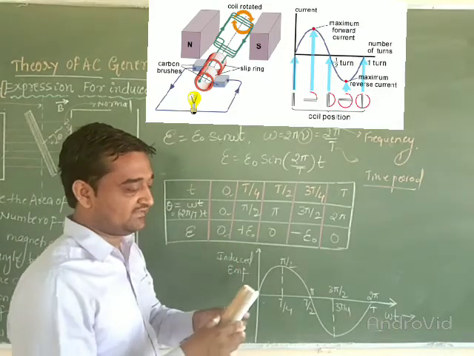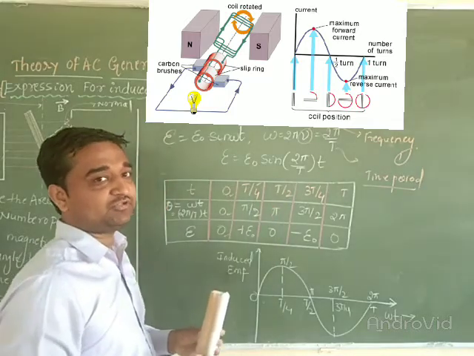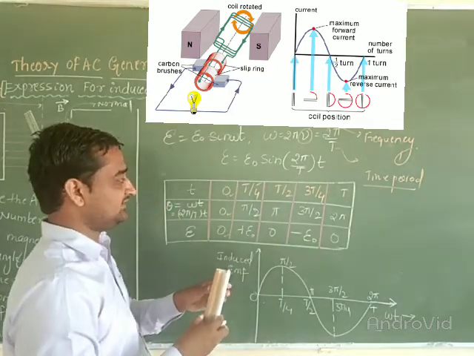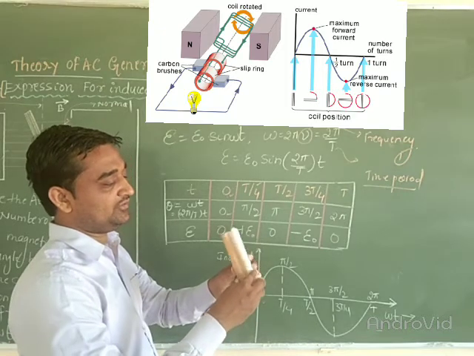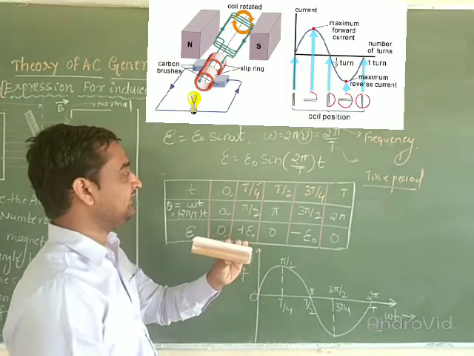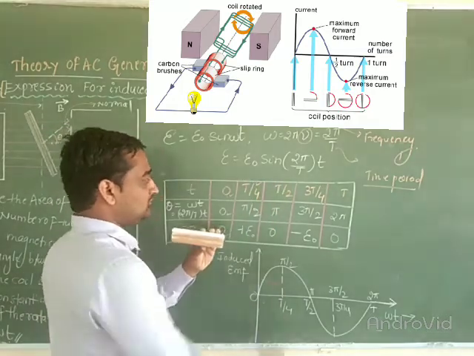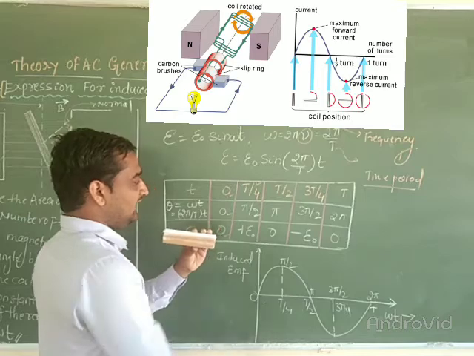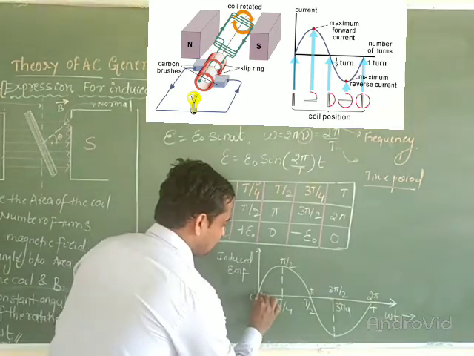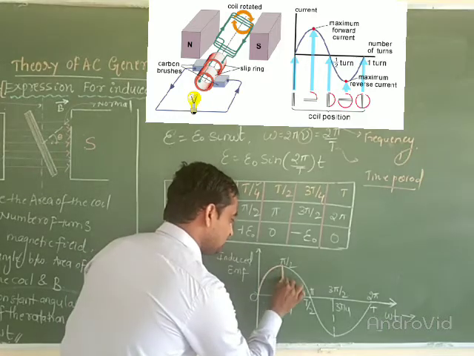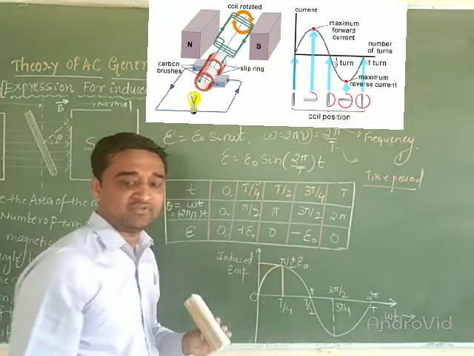When the coil starts to rotate, for a time T by 4, right? When one quarter of the rotation is done, it covers an angle of 90 degrees. So when the coil rotates 90 degrees, in a time T by 4, pi by 2 angle is covered and the induced EMF is plus E naught. So see, it has come here. This is the maximum value of the induced EMF. This is plus E naught, right?